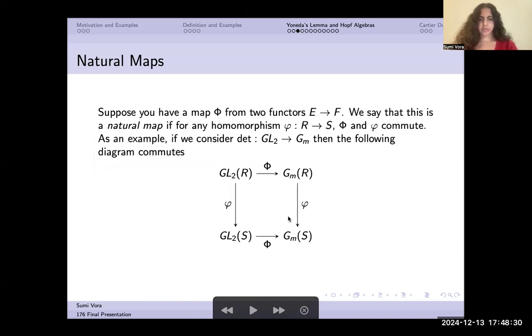Okay, so first, in order to construct this, we need to define something called natural maps. We'll define a natural map between two functors as a map big phi, such that for any homomorphism little phi between rings R and S, this diagram that I've shown commutes. Essentially, a natural map between two functors is a similar idea to a homomorphism between these functors. We can either do big phi first and then map R to S, or do the ring homomorphism little phi first and then big phi, and we'll get to the same place all the time.